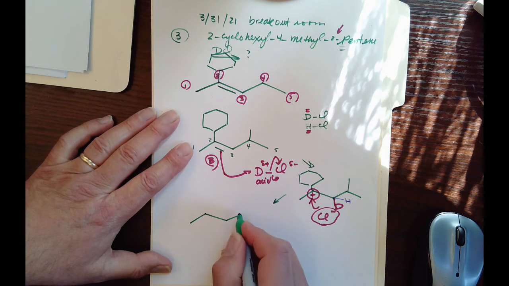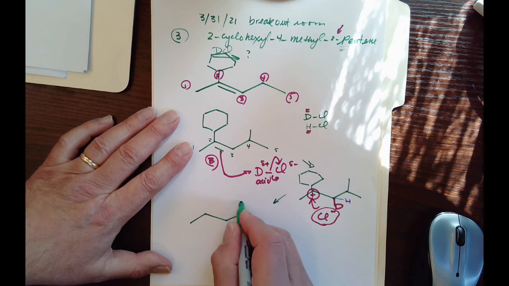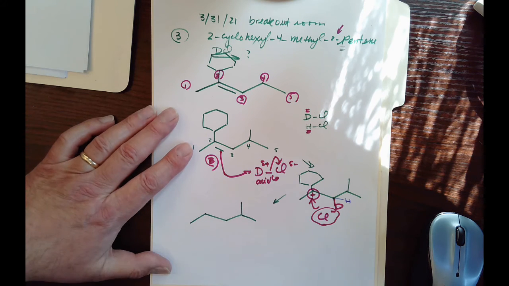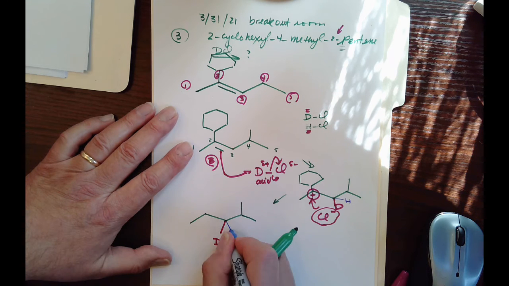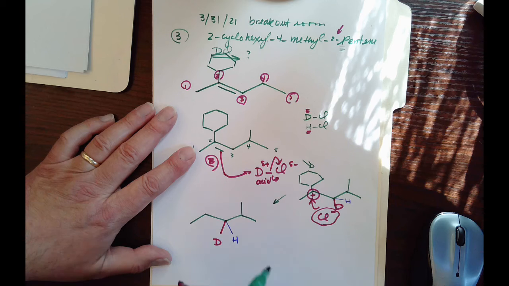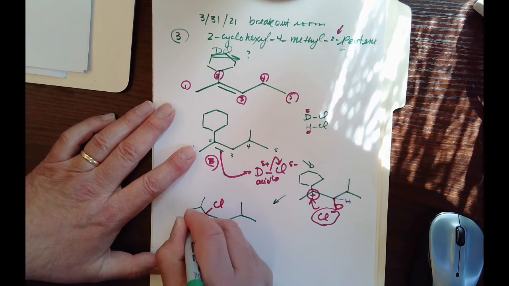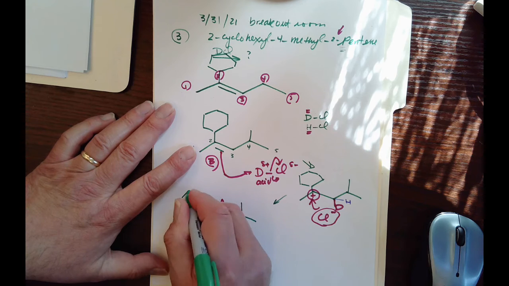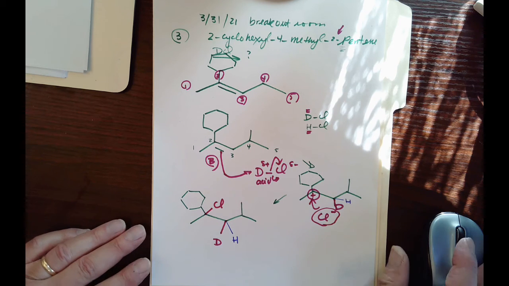So we have the 5-member ring, 1, 2, 3, 4, 5, the methyl group. Now I'm going to draw a little bit better. So I have the D here, the H here, then Cl here, and we had that cyclohexyl. So we didn't really do anything with the cyclohexyl, so it was there as a substitution. So this would be the final product.